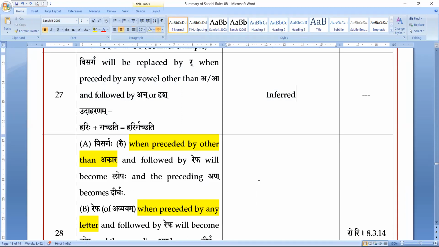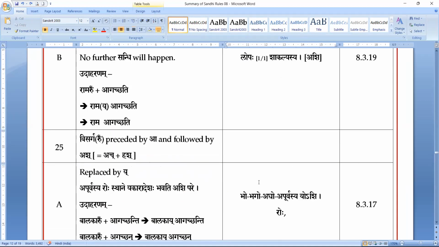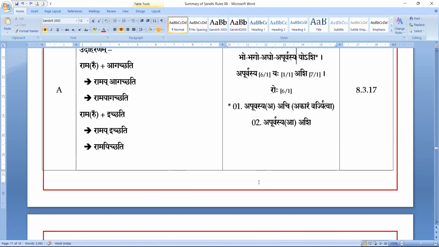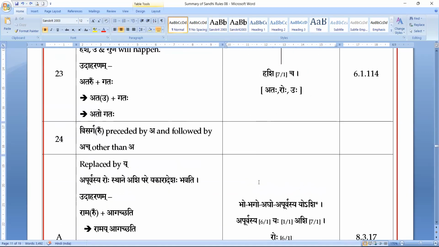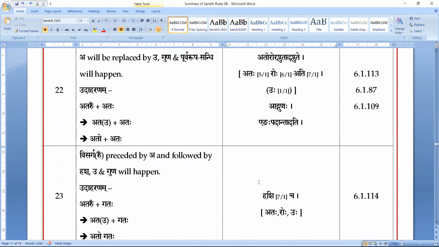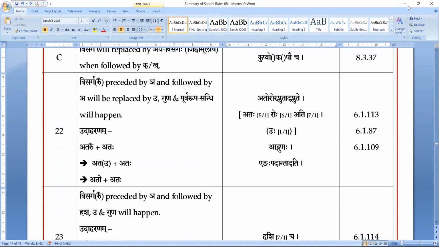And here, before I tell you, Visarga preceded by A, followed by A. What will happen? Visarga preceded by Akara, followed by Akara: Guna and Pararupa Sandhi. That rule, I have explained already before. Ato Ror Aplutad Aplute. Remember? Yes, Guruji. But see the number, 6.1.113. Where is it located? Saptapadi. Sapada Saptadhyayi. Visarga preceded by Akara, followed by Akara, replaced by Ukara. That is 6.1.113. That is a rule.